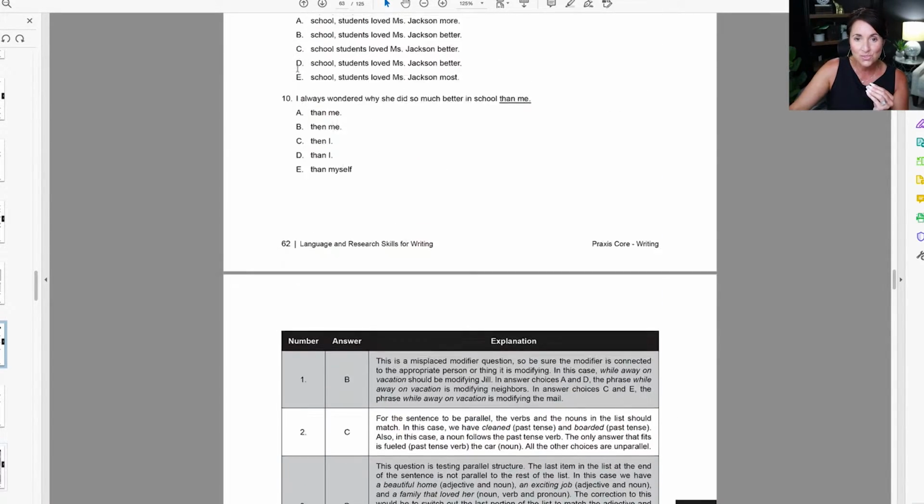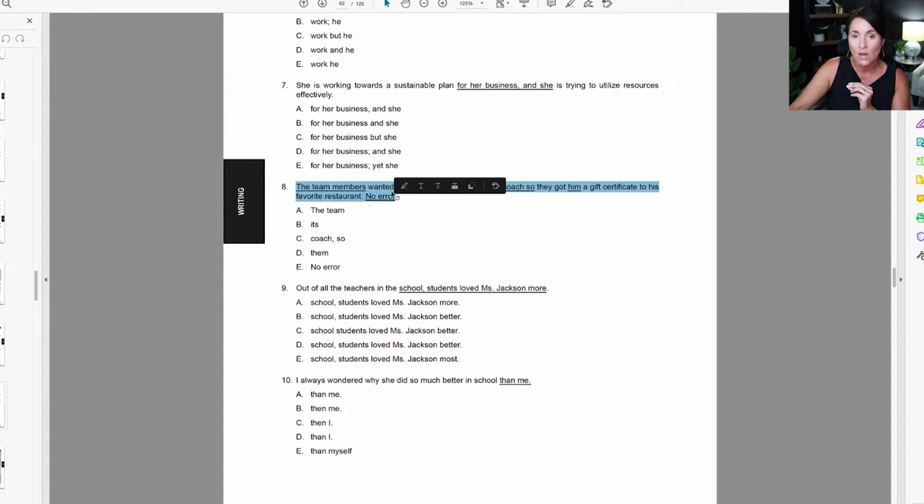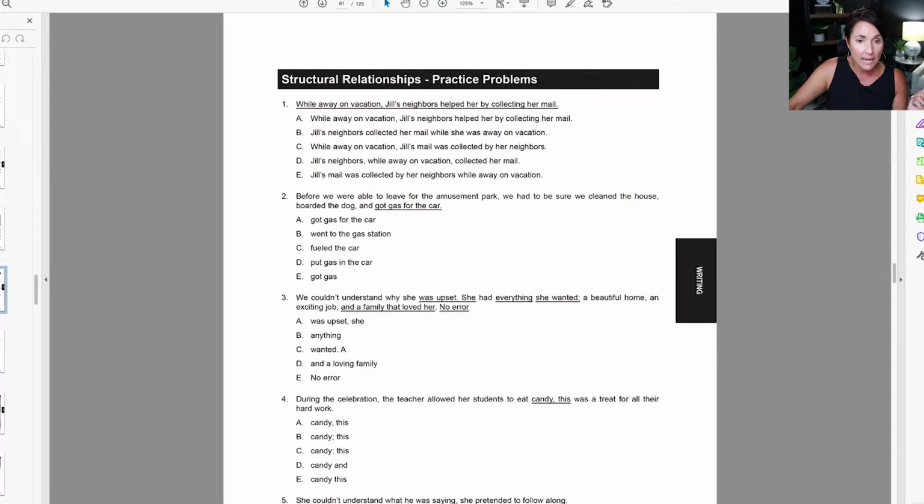Grammar has rules just like math. There is a formula and a reason why we do things in these sentences. It is not because it sounds correct. It's because it is correct based on grammatical rules, just like rules in algebra and geometry and everything else. You want to make sure you know those rules, and I go through all of them in the book.